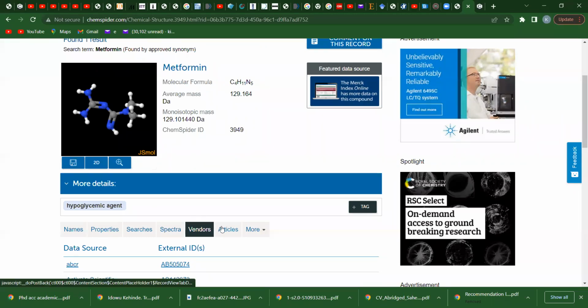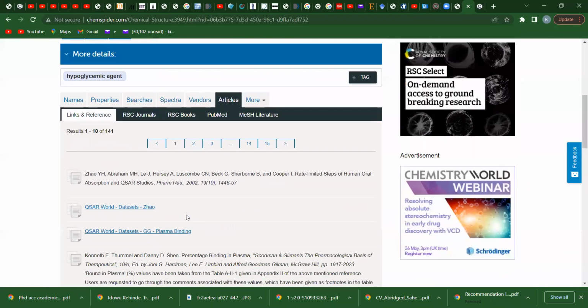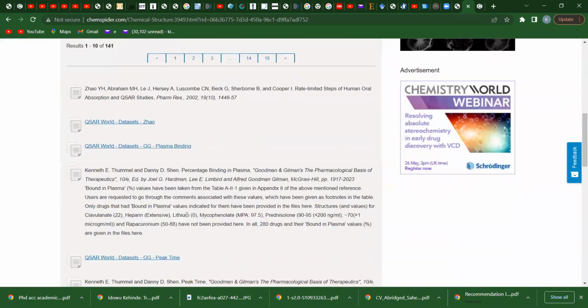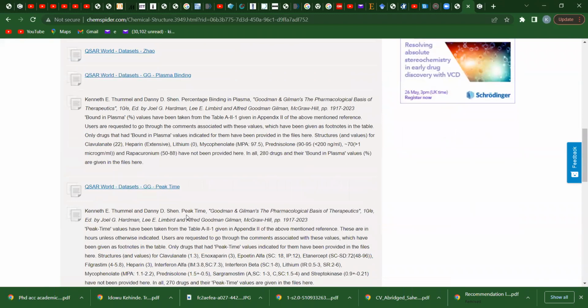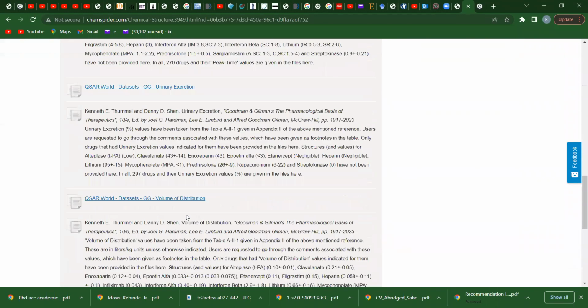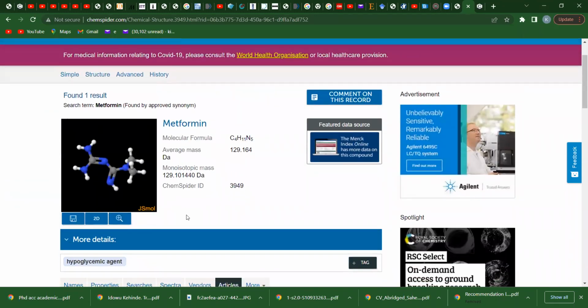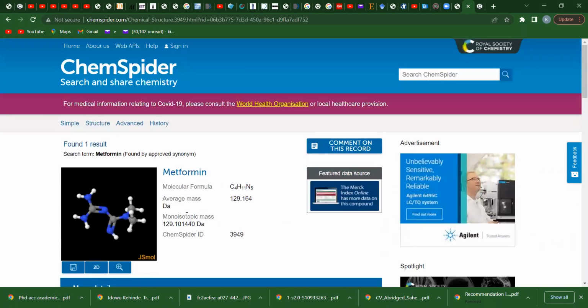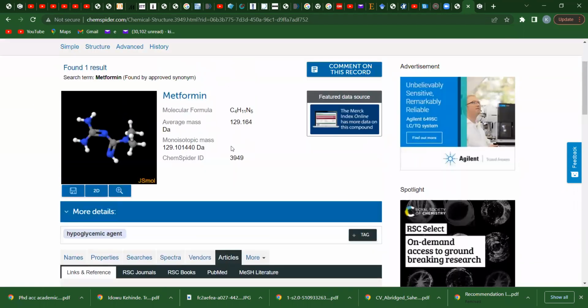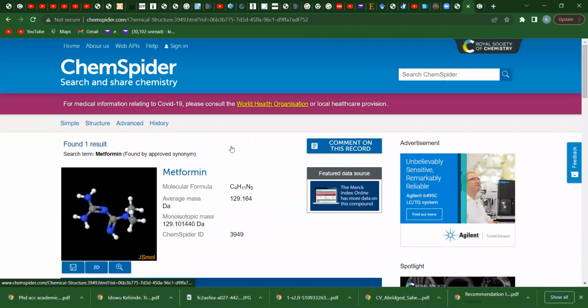It also gives us articles that have done a lot of experiments. So if you are looking at this, you get it there. You can see a lot of information, a lot of articles on this. So this is also an important chemical library that you can use to get information about any compound you can think of.